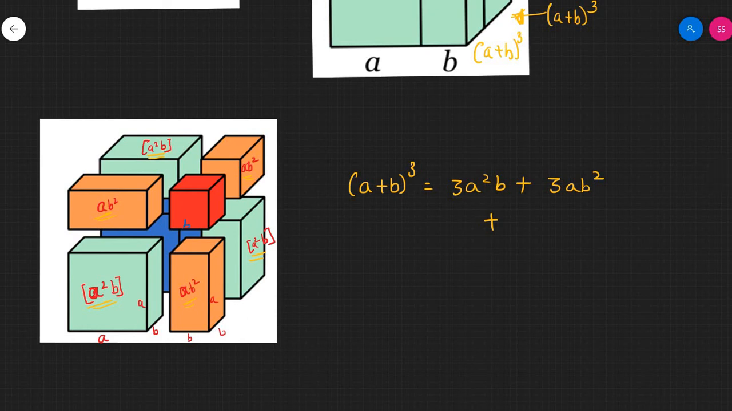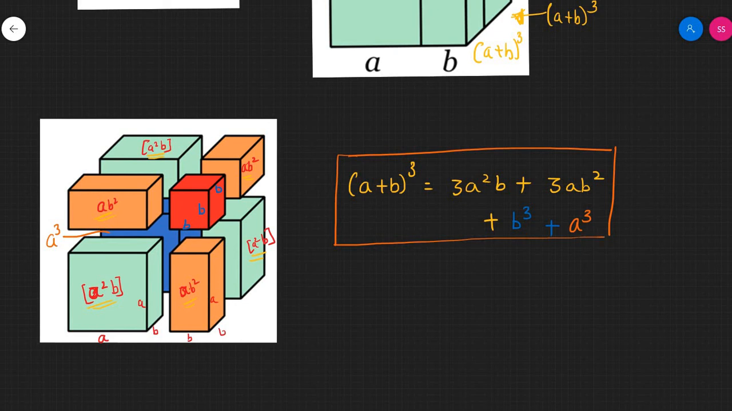plus here you have b, all the sides are of side b, so you have b cube, plus you have a cube which is hidden deep inside. So this is your a cube. So plus a cube. This would be your expansion of a plus b the whole cube.